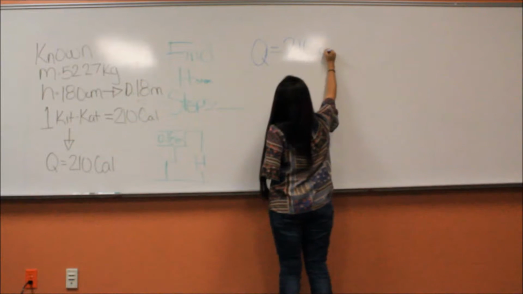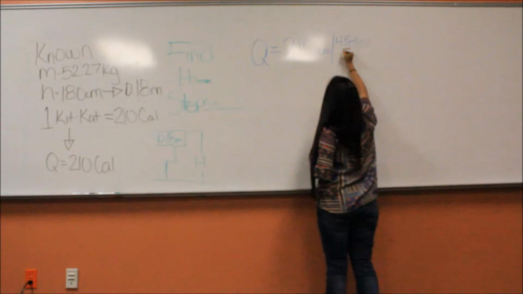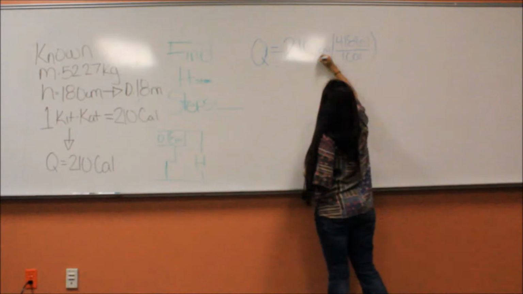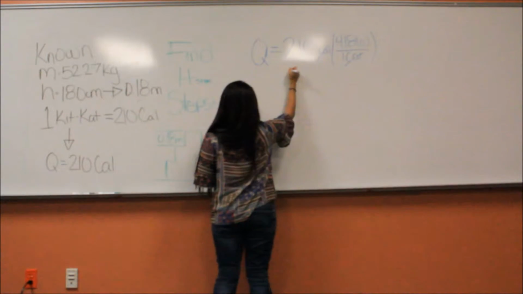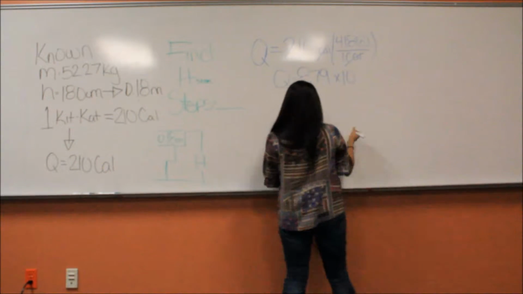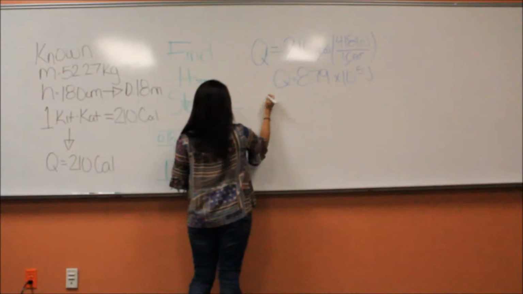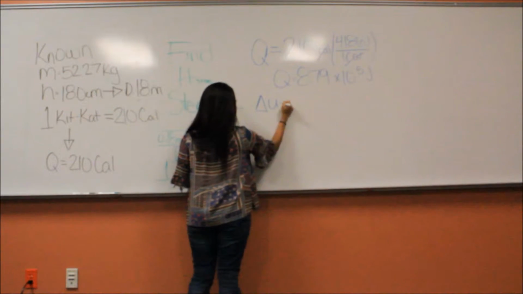Step 1. Use the mechanical equivalent of heat to convert the calories into joules, using the food unit Calories with the capital C, which is 4,186 joules over 1 Calorie. Calories cancel out, leaving me with joules, so the new heat is 8.79 times 10 to the 5th joules.